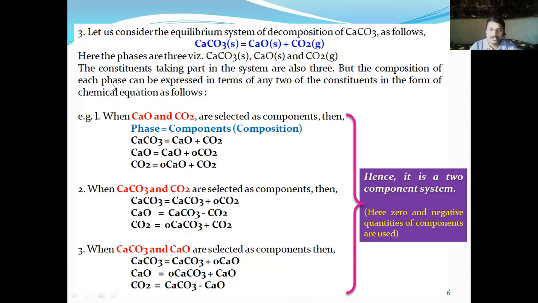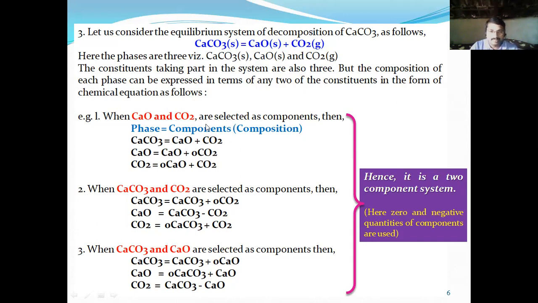But the composition of each phase can be expressed in terms of any two of the constituents in the form of a chemical equation. Okay, it is like mathematics. If we select calcium oxide and carbon dioxide, then we can write this same equation with the help of only two components.